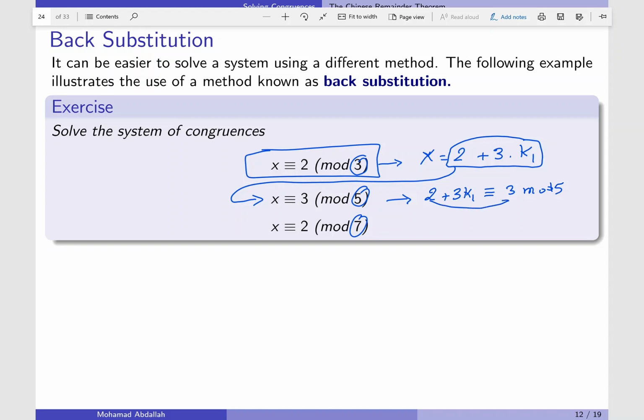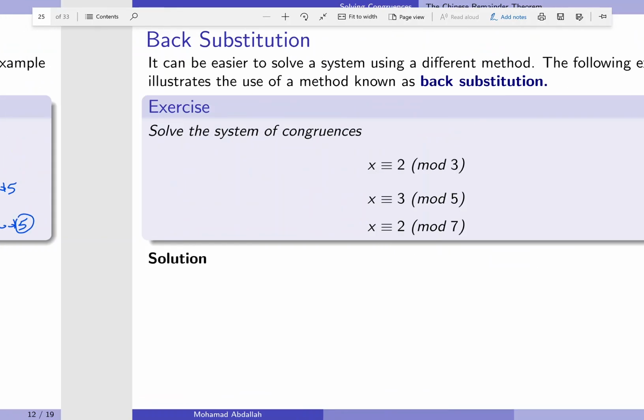Move this 2 to the other side, so you get 3k1 is congruent to 1 mod 5. Now, because the number 3, which is the small m1 here, and 5 are relatively prime, the inverse of 3 exists. I multiply by the inverse, I get k1, and then I repeat the process again. So let me show you how I do this.